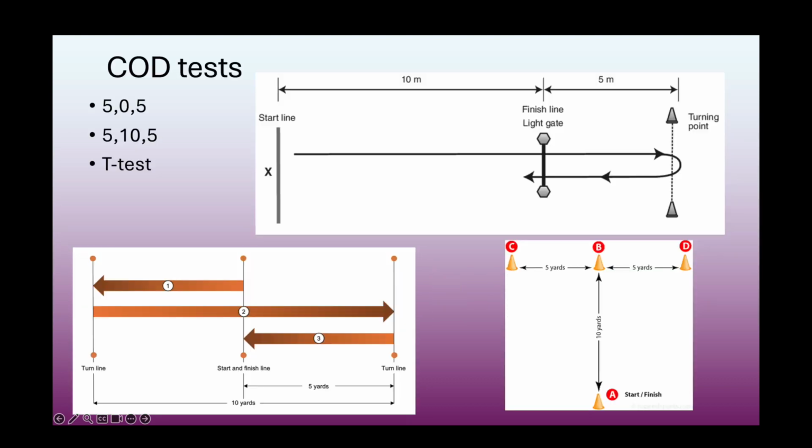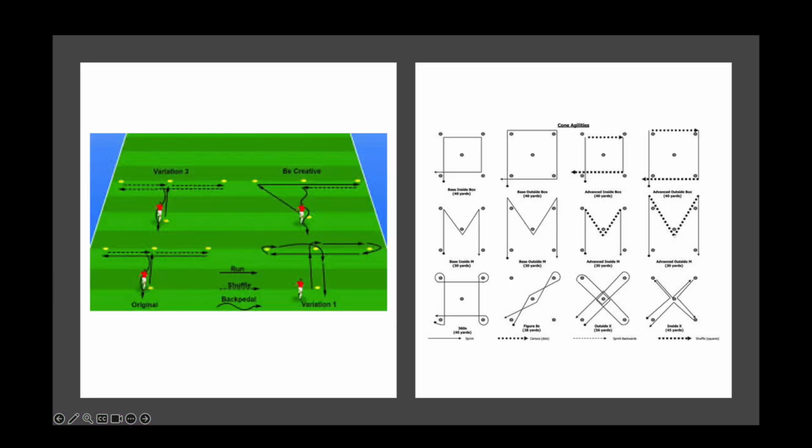Different tests, I just put these in here so if you wanted to test them, you can do a 5-0-5 where they run 10 meters, 5 meters, change of direction, 5 meters, a 5-10-5 where they go 5-10-5, and then the T-test as well. I put these in as examples of change of direction drills if you ever want them. For instance, with a T-test, there are multiple different drills you can do, with different angles you can put them through. And with just 5 cones, there are 12 different change of direction drills you can run your athletes through, just to give you more examples.